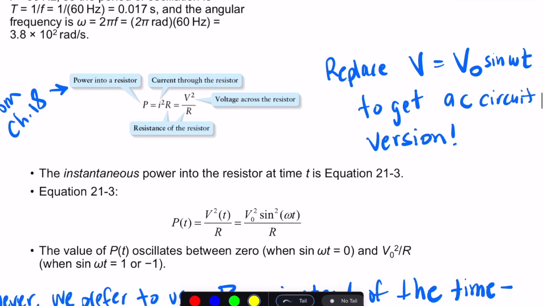So the instantaneous power, that's the power at any time t, is going to be simply that direct substitution. So we're going to get V naught squared sine squared omega t divided by R, of course. And what you see is that the instantaneous power, or the power at any time t, is going to oscillate between 0 and a max of V naught squared over R, right? Because sine squared only returns positive values.